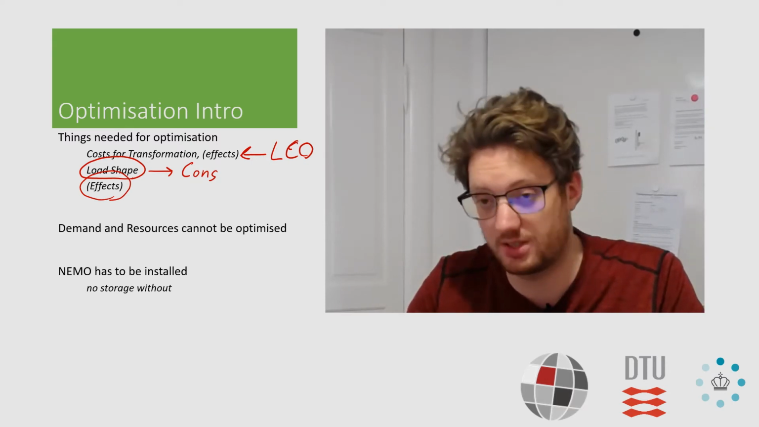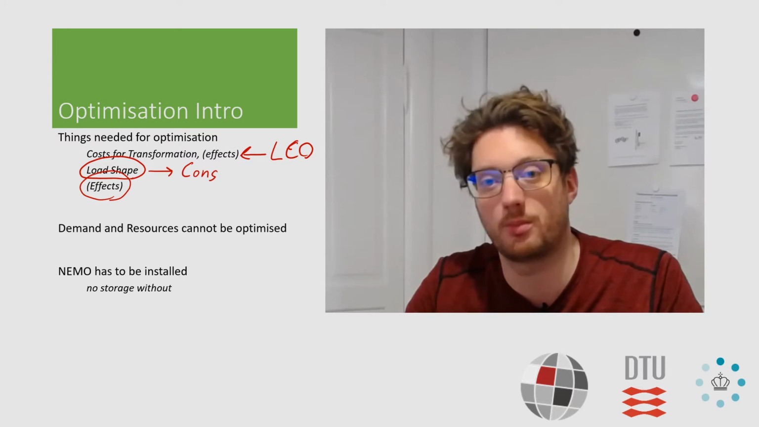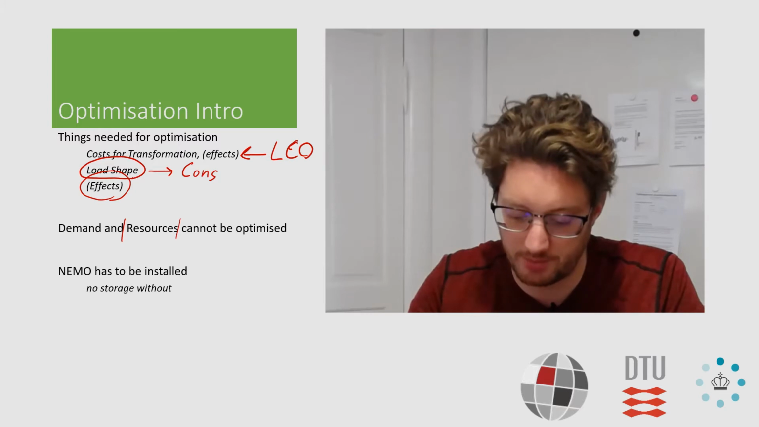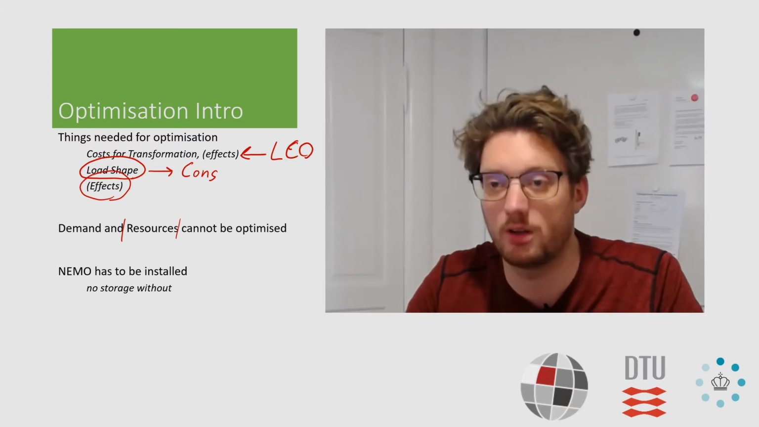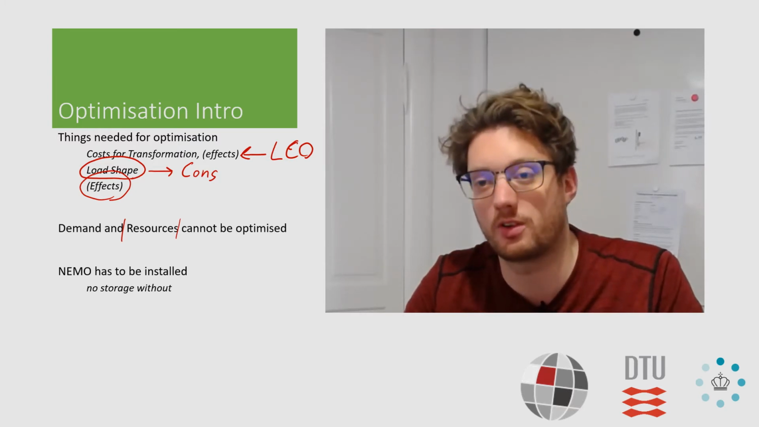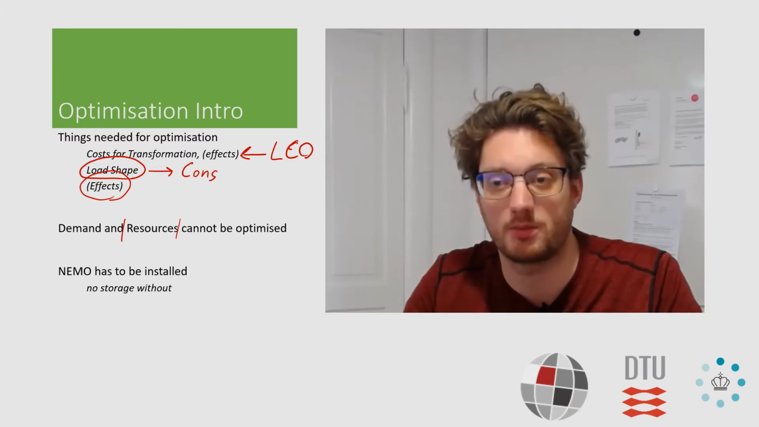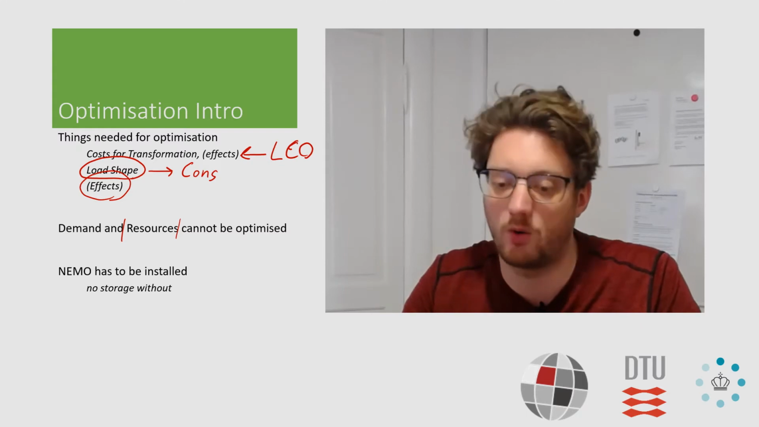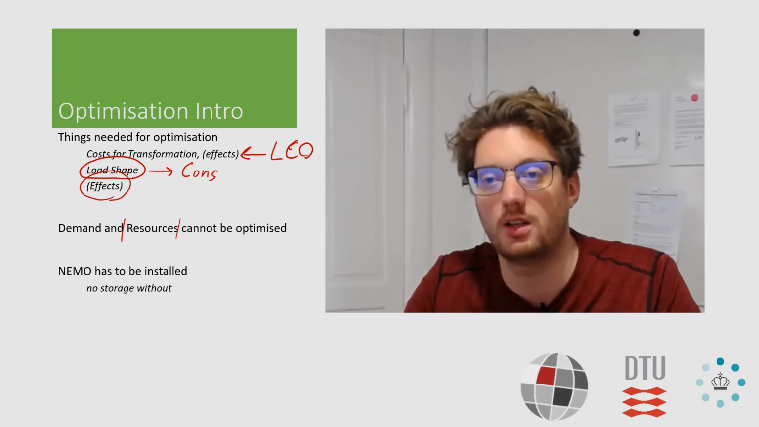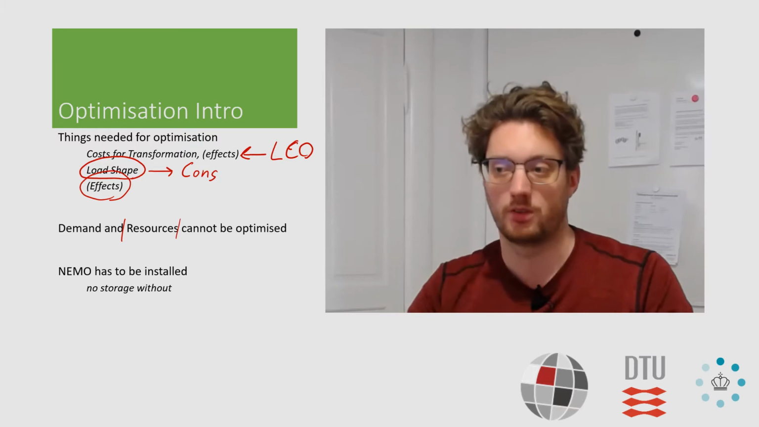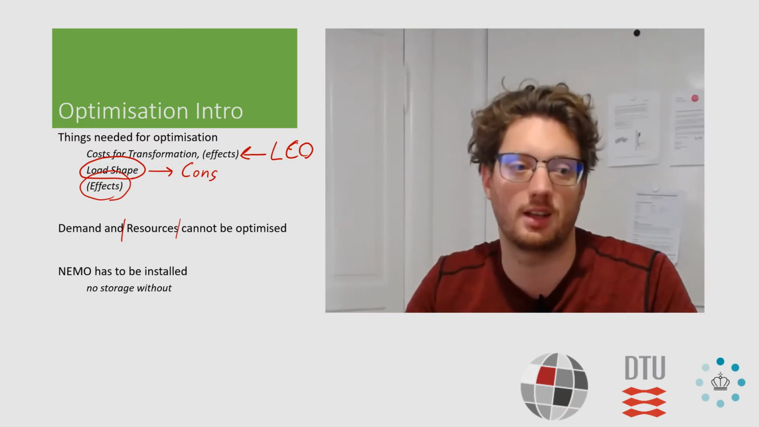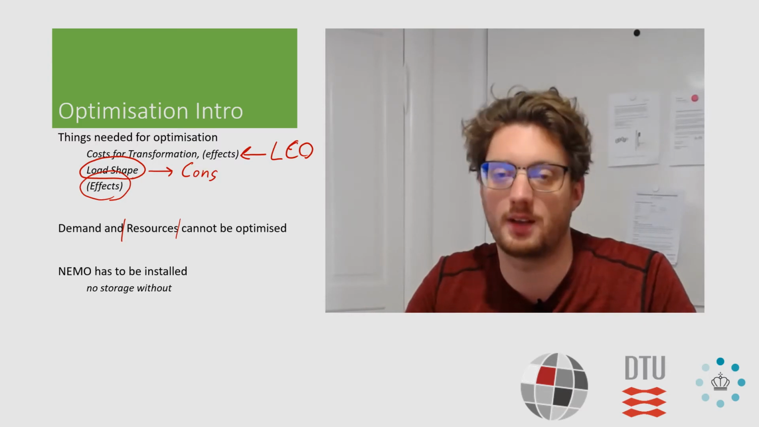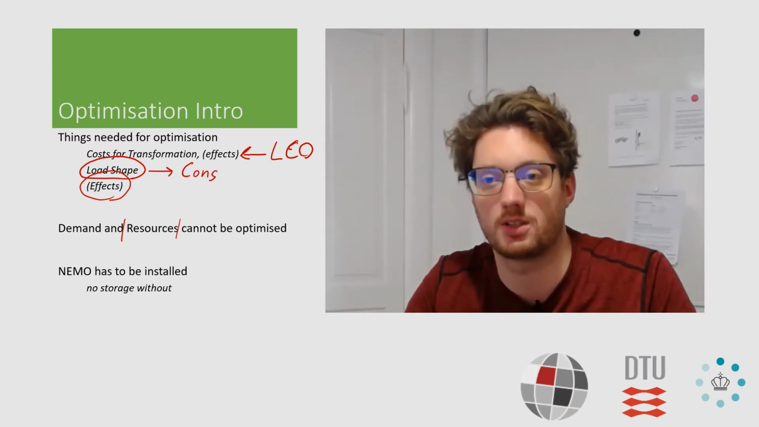Now, optimization in Leap is only for the transformation sector. Resources, which are of course upstream from our transformation, cannot be optimized at the same time. So if we have not set up our transformation sector correctly, then resources will follow. We cannot optimize for, let's say, supply of domestic resources and so on. That is a result coming from the transformation and demand.